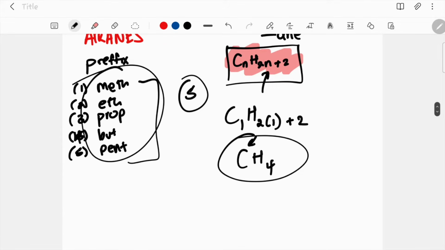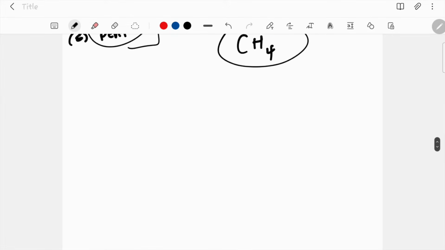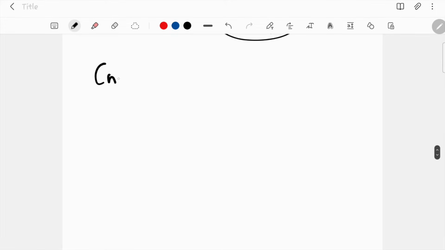This right here is the main thing that you need to memorize: CnH2n plus 2. Let me write this better. And then we will be able to draw any of these structures. Really simple. So let's start off by drawing methane. How do you draw methane?